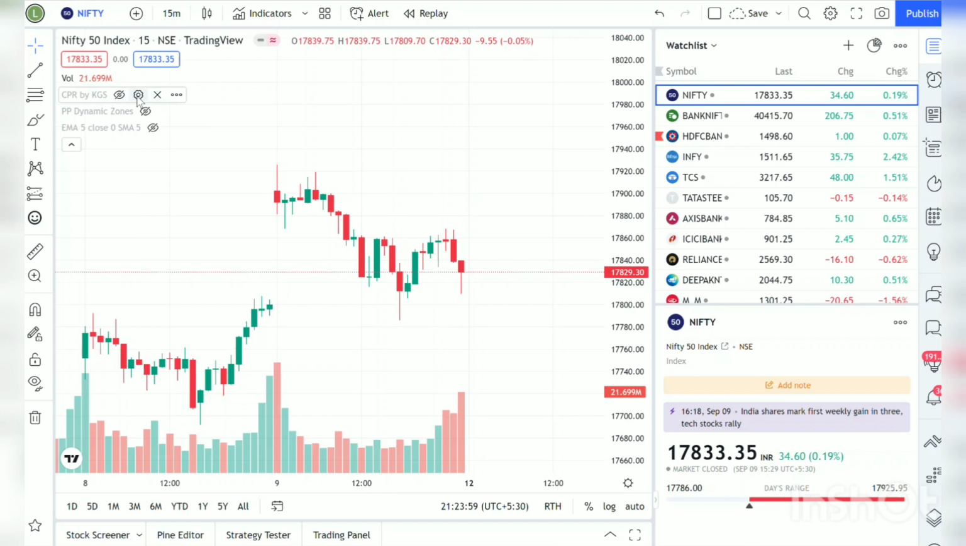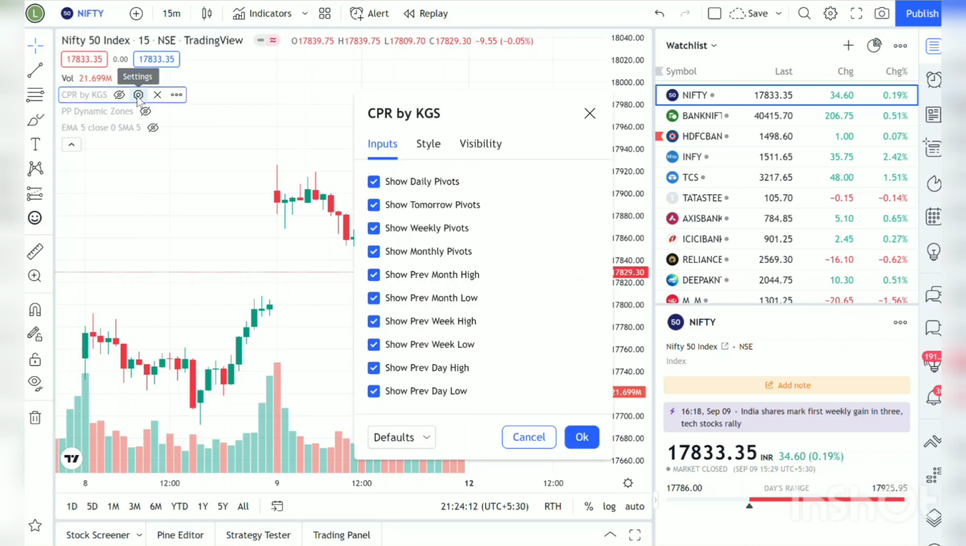Okay, this is a very good indicator that gives us the central pivot area and resistance, a couple of resistances on the upper side and supports on the downside. So this I use very frequently. Okay, so let me show the settings for you.